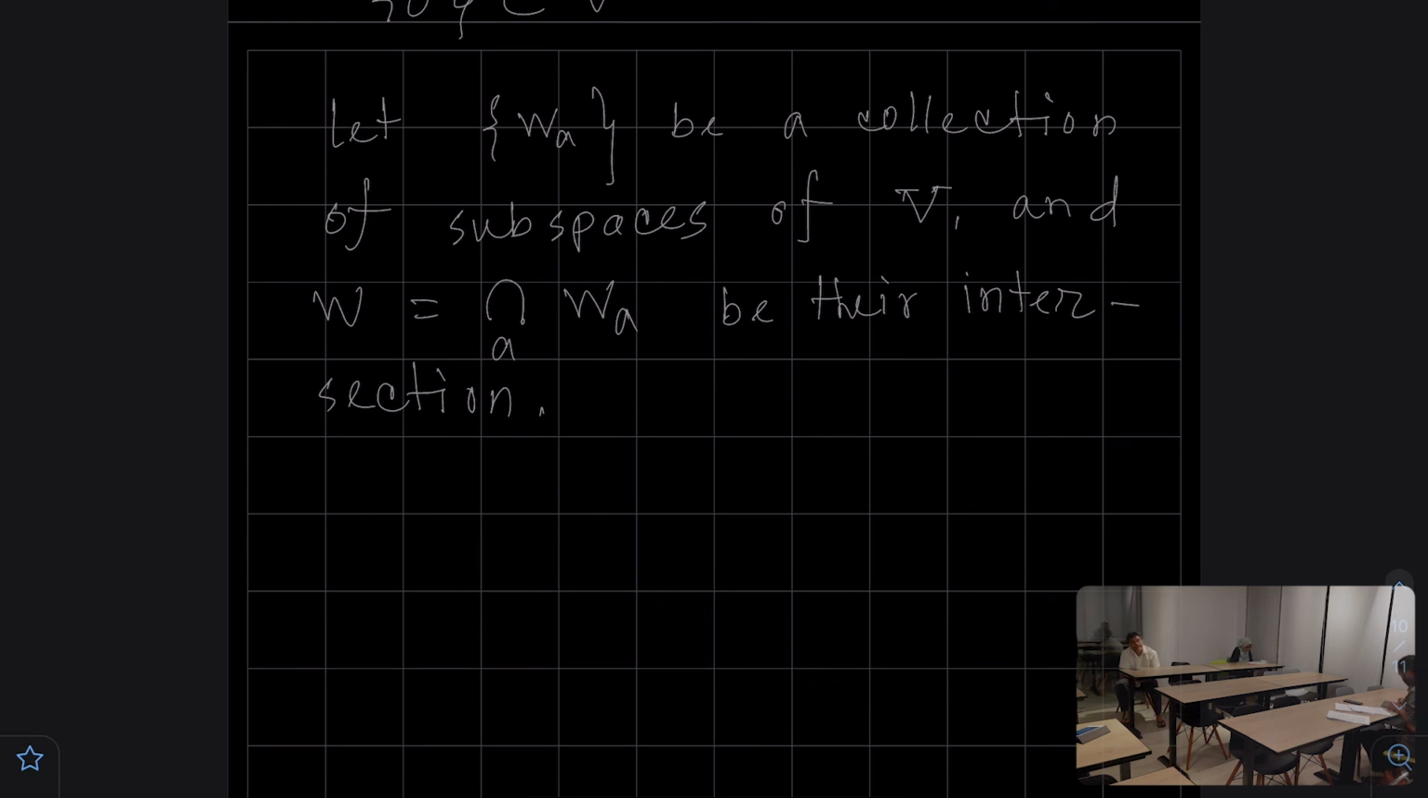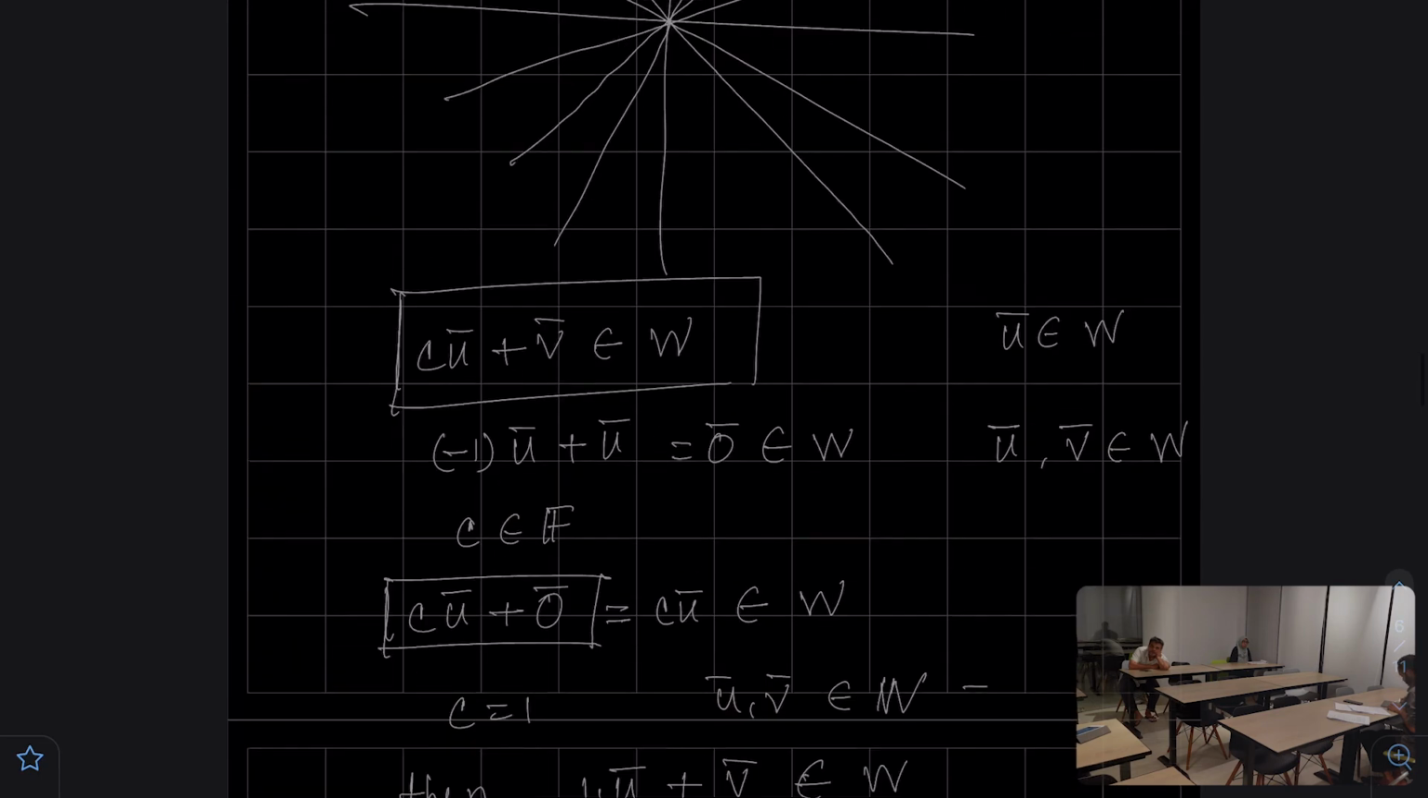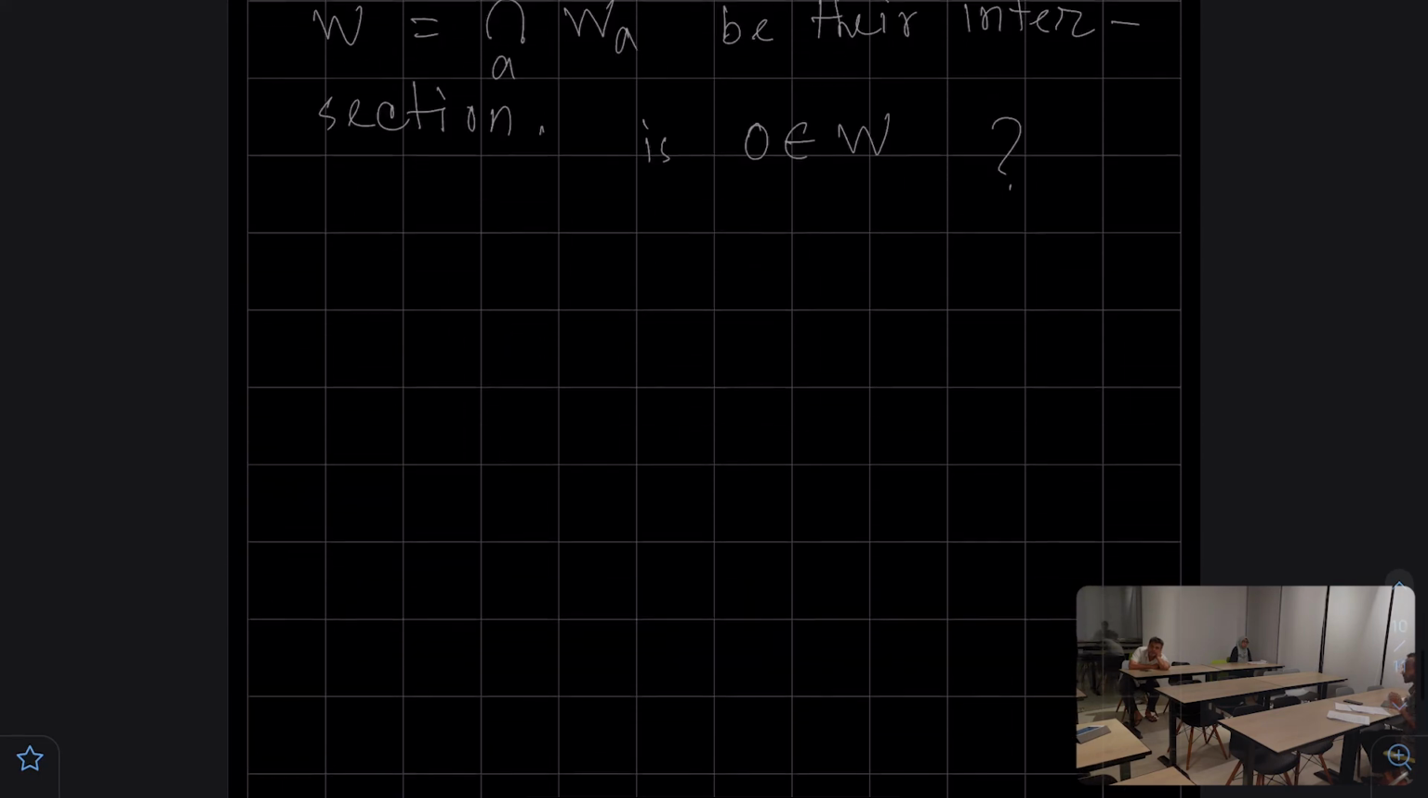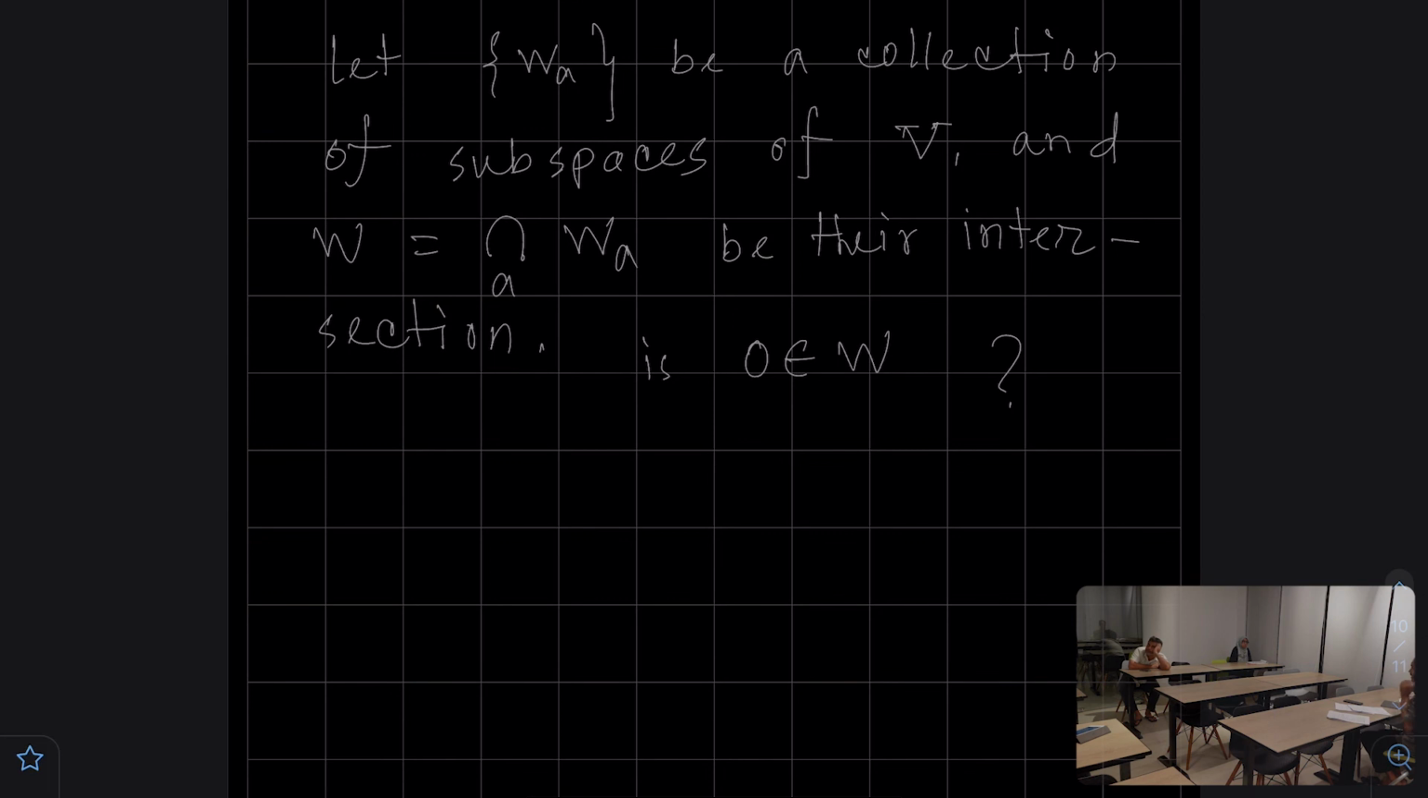That means since every W_α contains the 0 vector, then W also contains the 0 vector, because I'm taking the intersection, right? Okay.